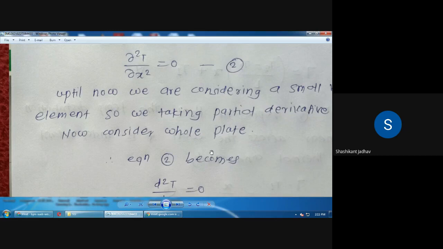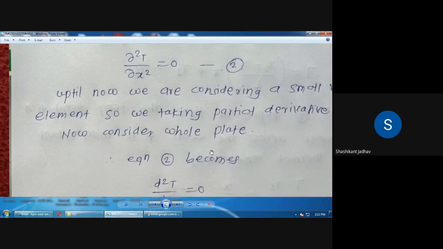What is the second assumption? Heat is conducted only in the x direction. So we take only the x direction, and automatically the y and z directions become 0. That means dou square T upon dou y square is equal to 0, and dou square T upon dou z square is equal to 0. And the third assumption is that heat is conducted at steady state, so dou T by dou t is equal to 0.